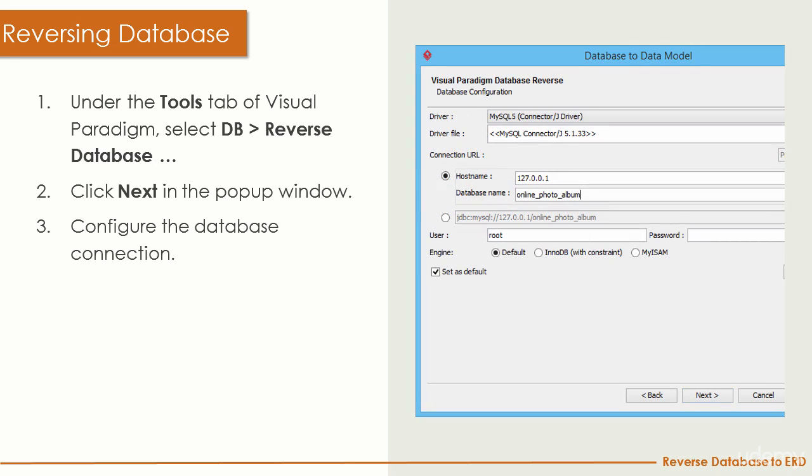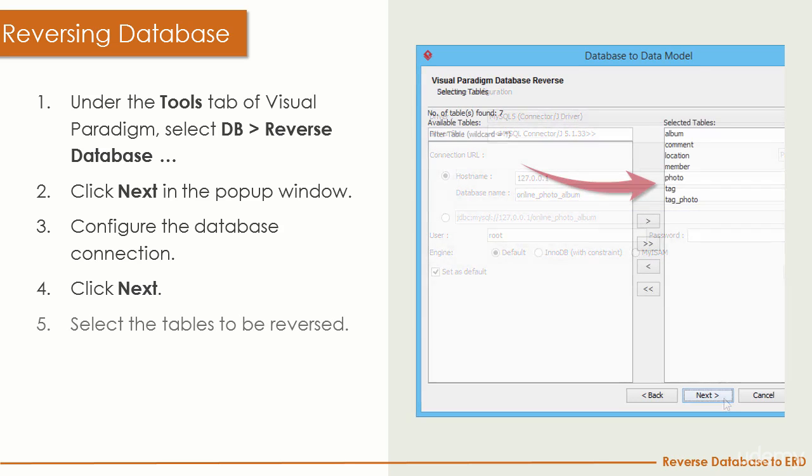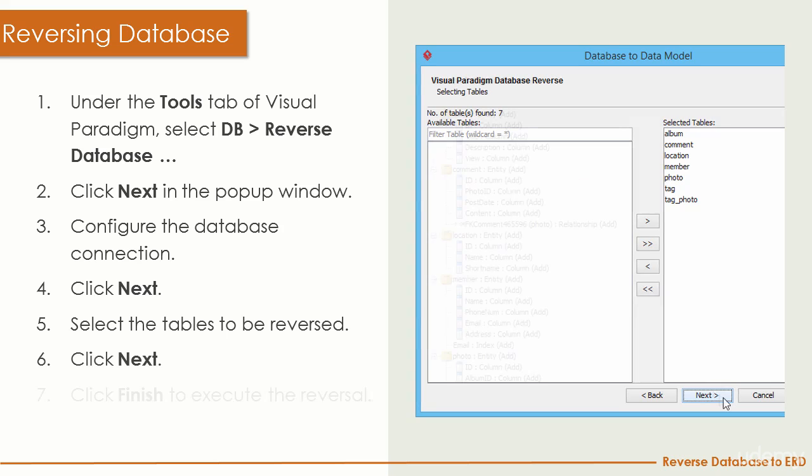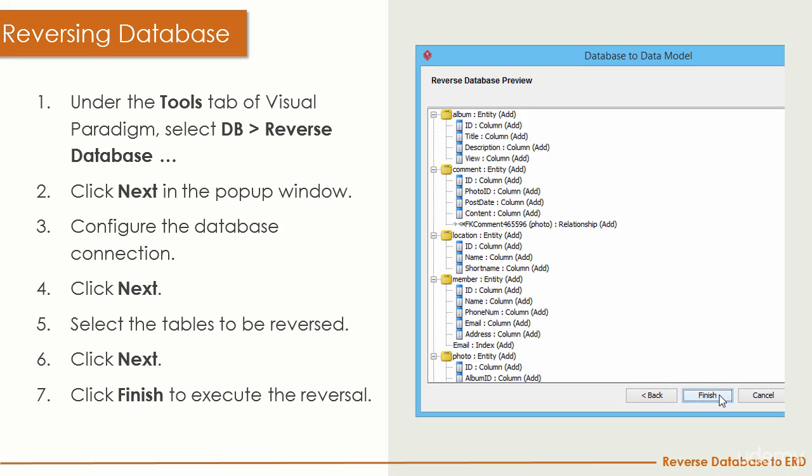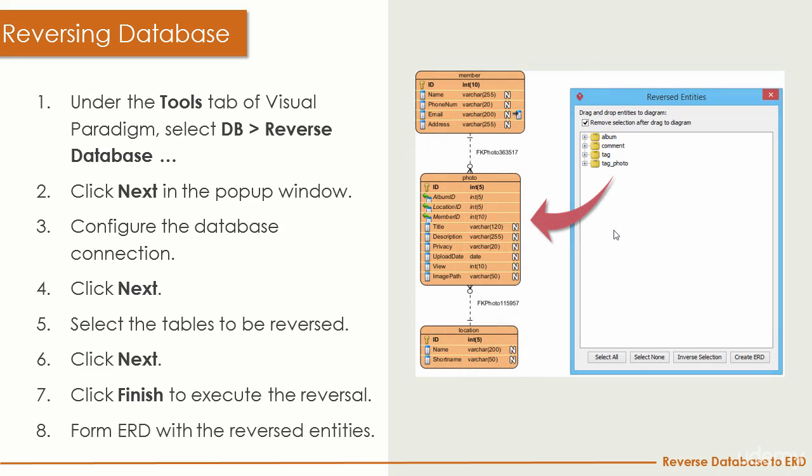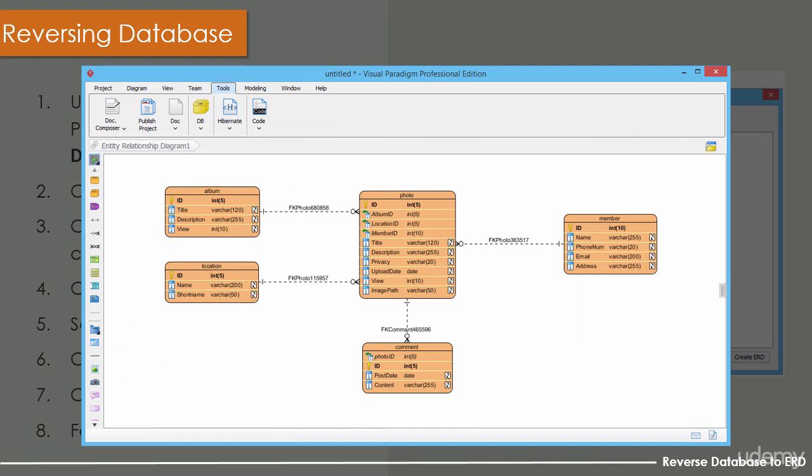Click Next and configure the necessary database connection options. Then click Next, and now you can select which tables you want to reverse. You may have a lot of tables, some system tables or some tables from different systems you don't want to incorporate in the reverse. You can filter them now. Then click Next and Finish. You preview what you reversed, and then you can drag and drop the entities into the ERD. Then you form a proper entity relationship diagram. Let me show you how to do it in Visual Paradigm.